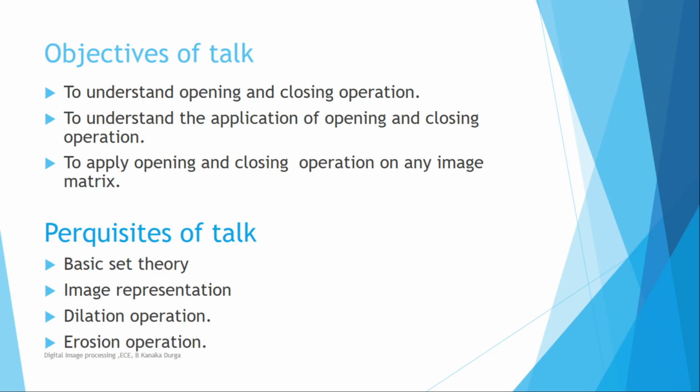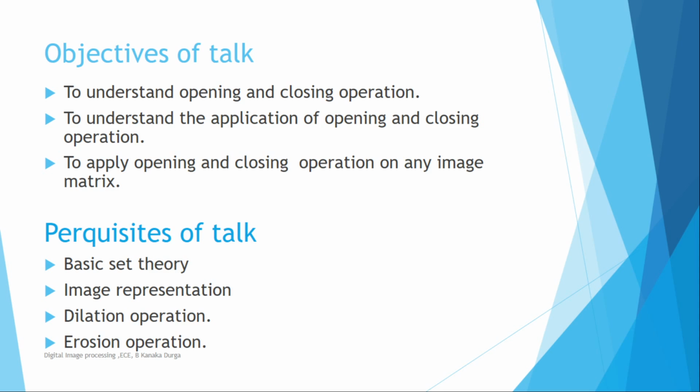Basic set theory. In this, the image is represented in terms of a point format so that it is applicable to the set theory concept, and we should have knowledge of union and intersection operations, and of logical operations like the truth tables of the OR gate and AND gate. Image representation. An image is represented in digital format, that is the matrix format, and we can also represent the digital image in grid format.